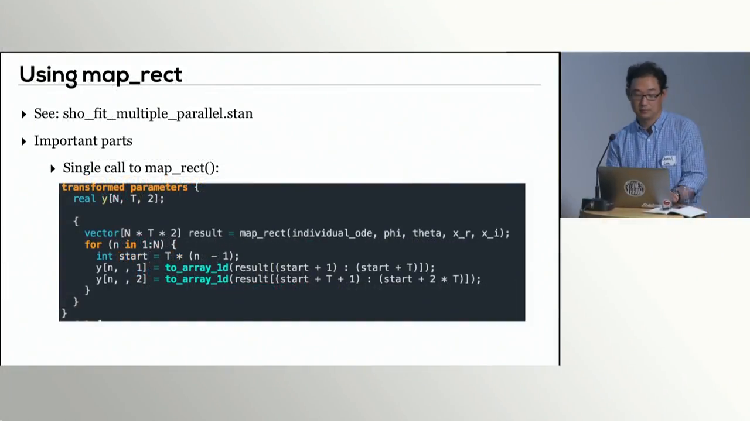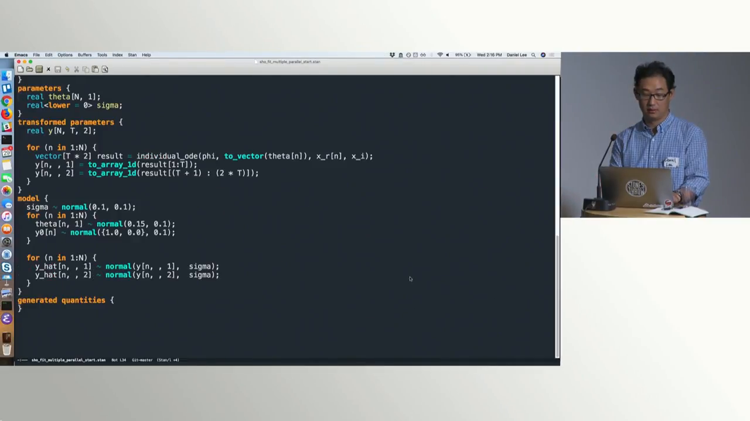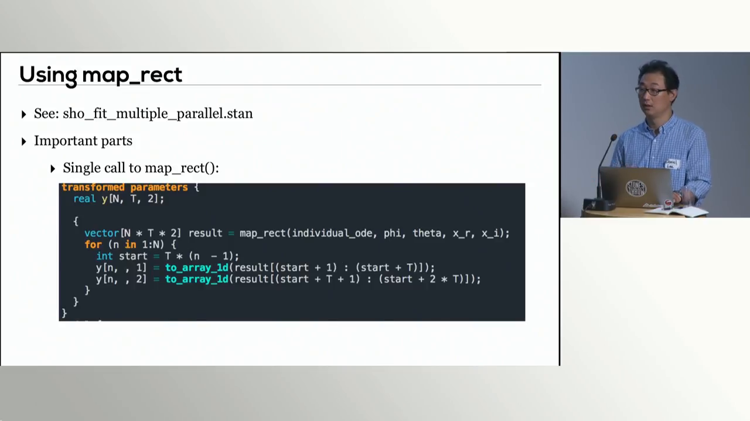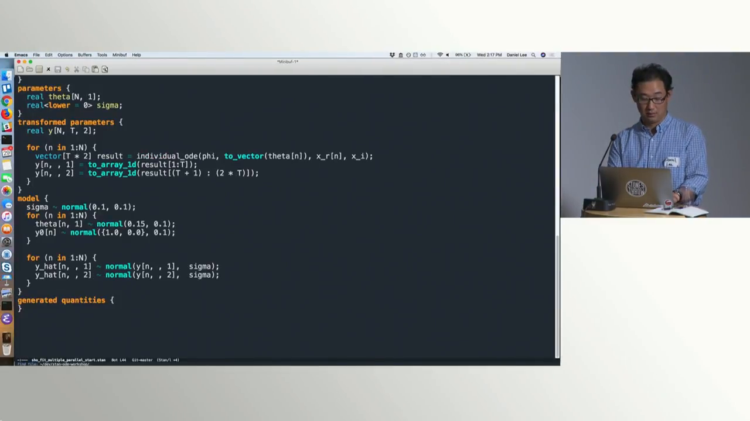Okay, so the final thing is using map_rect. Instead of looping over each of the individuals here, we're going to make one function call to map_rect, and that'll take care of everything for us, and we're still responsible for unpacking. And what does that mean?